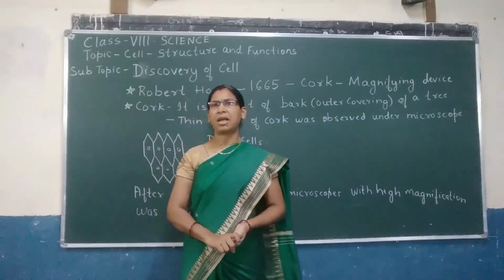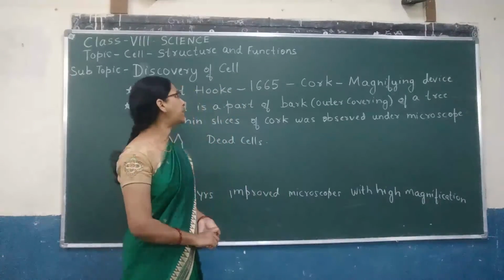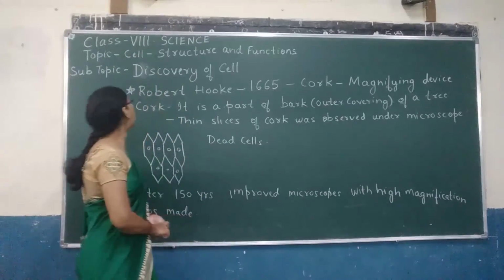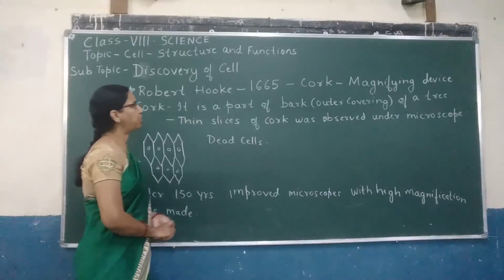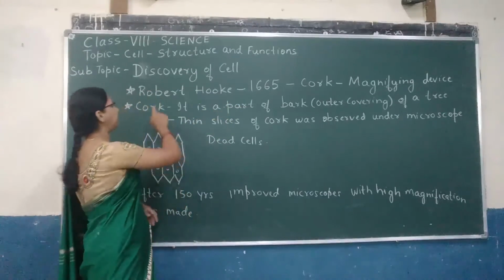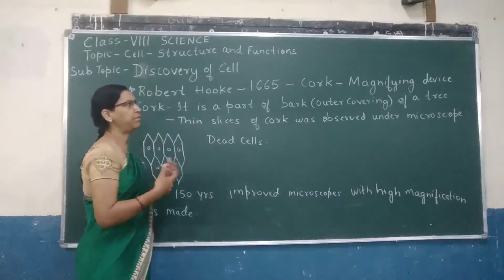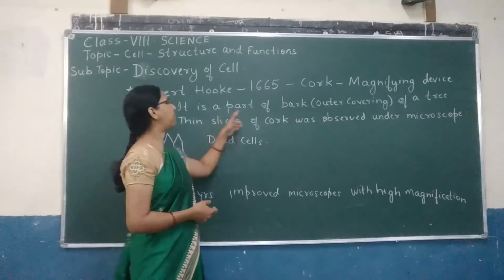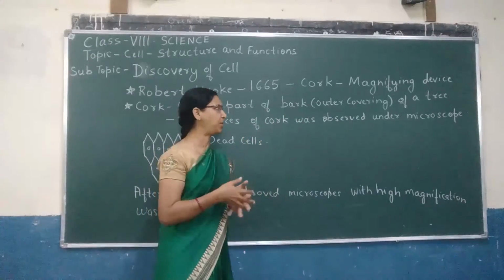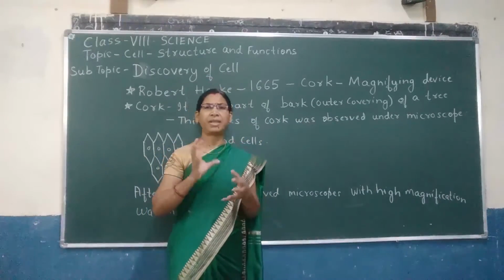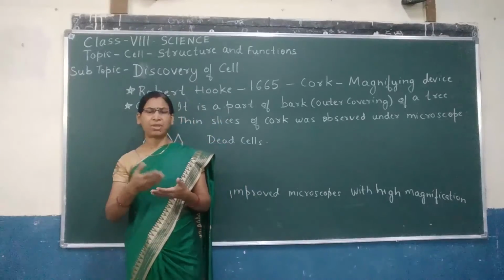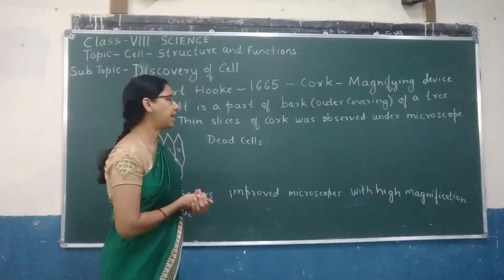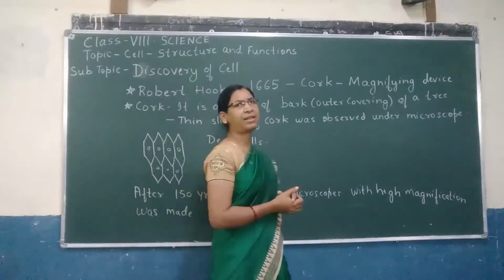Dear students, as you are aware, we are learning about cell structure and function. Today, let me tell you about how the cell was discovered. So, in 1665, a scientist named Robert Hooke was observing cork. What is meant by a cork? It is the part of bark, that is outer covering of a tree, and it is very hard also. So, he was observing a cork. He made thin slices of the cork and then observed under a magnifying device.